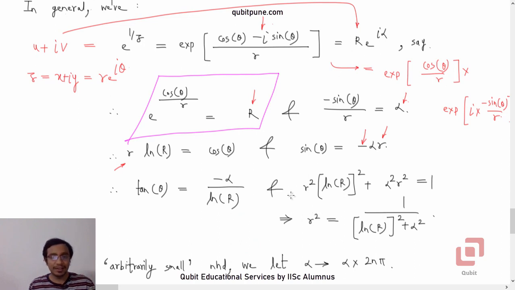What's more important is the next part. Square and add both things. Sine squared theta plus cos squared theta will give you 1.